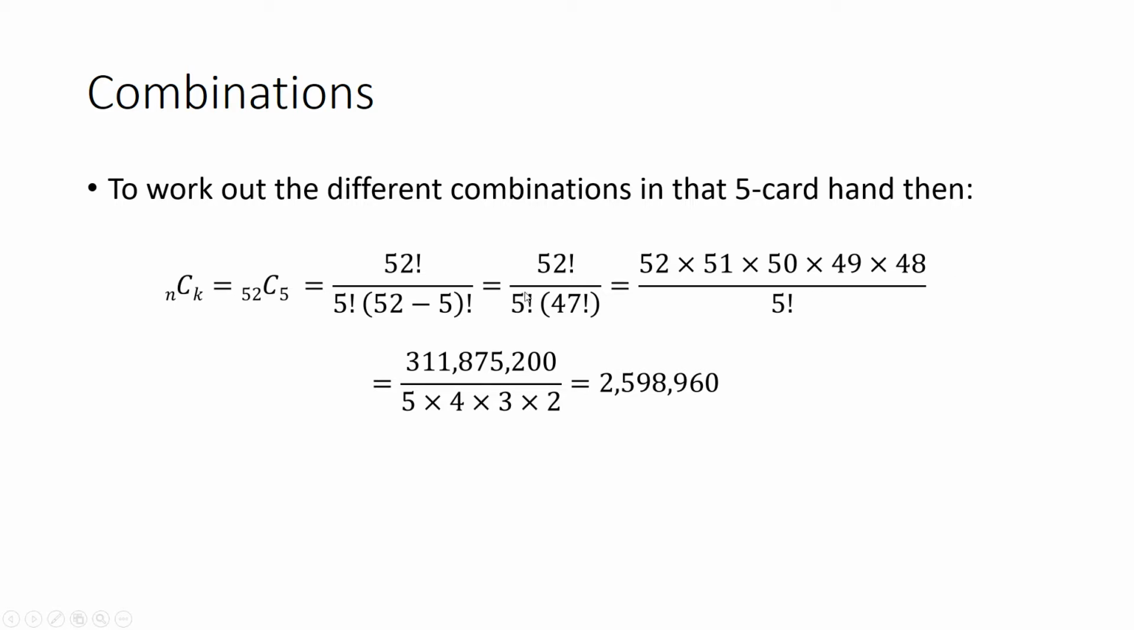But we're still left with the 5 factorial on the bottom. So 52 times 51 times 50 times 49 times 48 is about 311 million. And you divide that by 5 times 4 times 3 times 2. And the total is just over 2.5 million. So that's how many different combinations you can get in a 5-card poker hand.